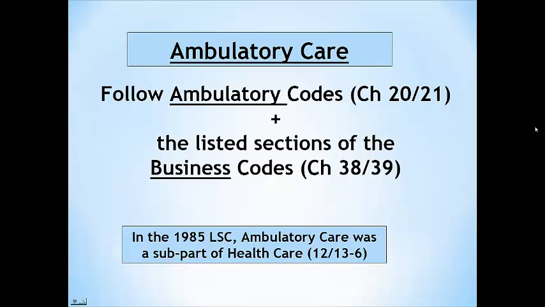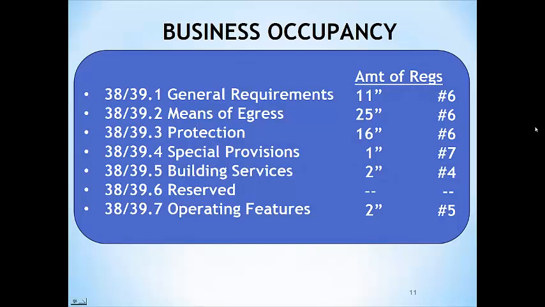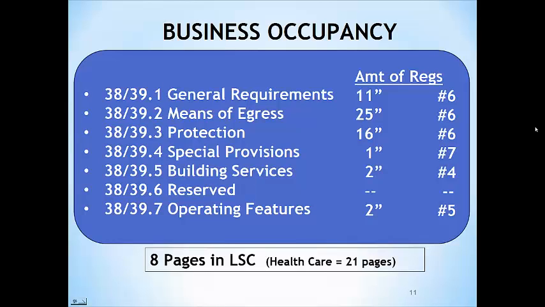Comparing that to business occupancy, you can see, they don't have too many rules and regulations. They're way down there low on the totem pole of all of the different quantity of rules and regulations, relatively simple to comply with. Only 8 pages in that entire life safety code on the business occupancy. That's 8 pages for new and existing, Chapter 38 and 39.